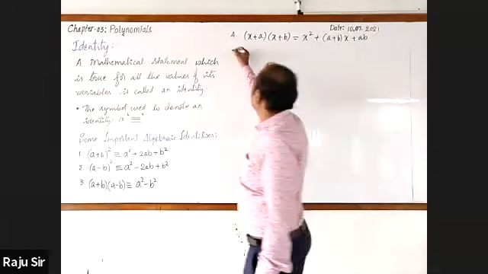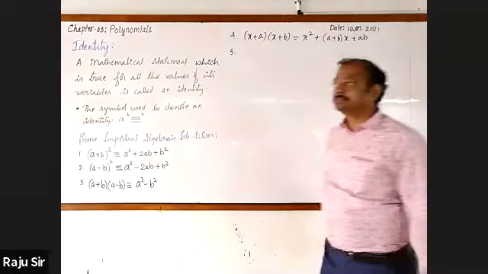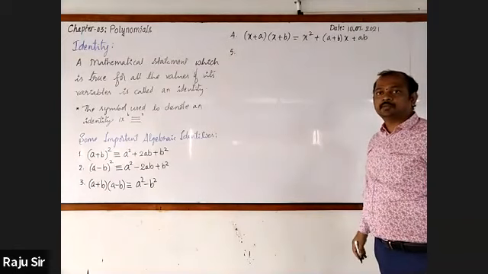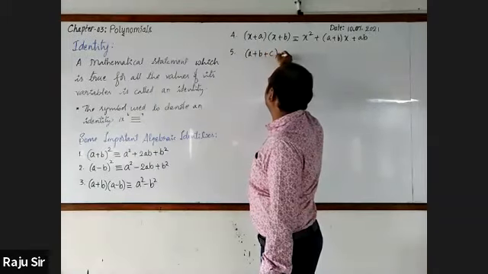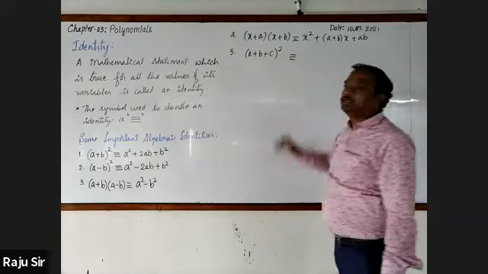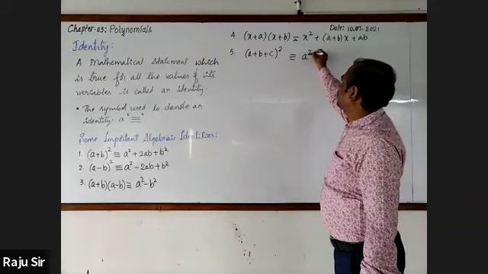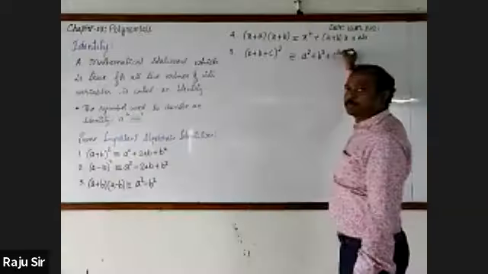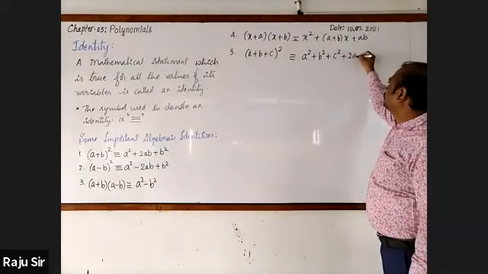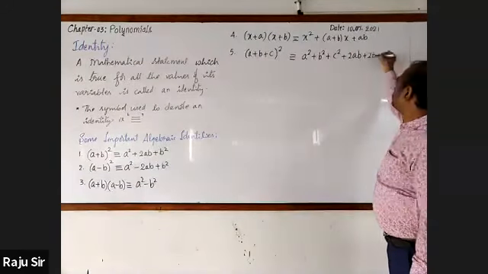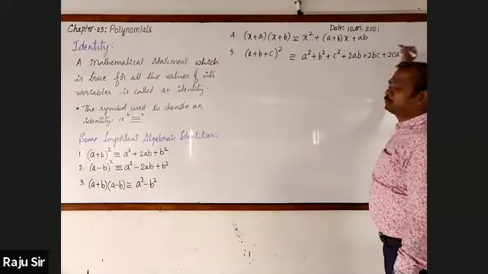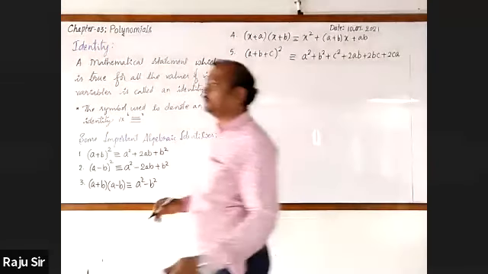Next, fifth one. Shall I give the next one? (a plus b plus c) whole square is exactly equal to a square plus b square plus c square plus 2ab plus 2bc plus 2ca.